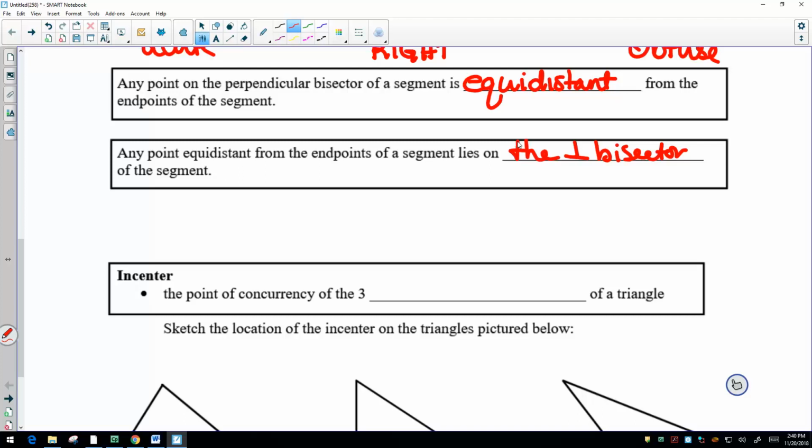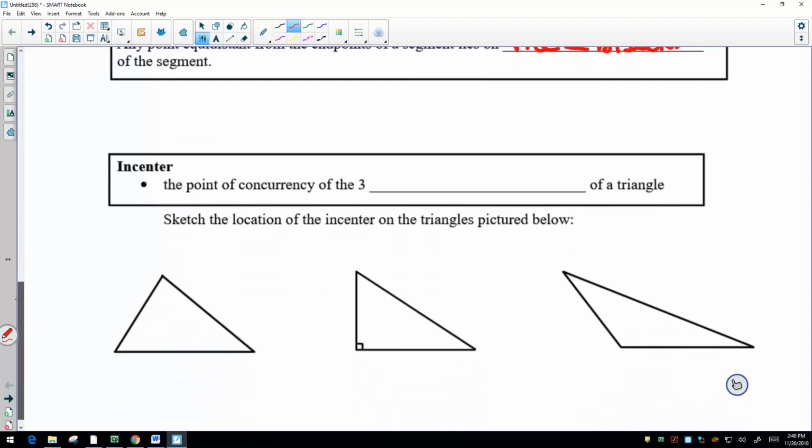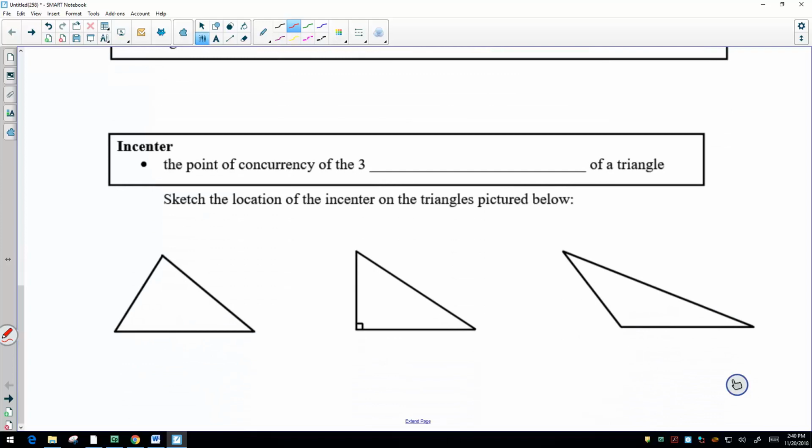Okay, so that's one point. Next point of intersection that we're going to take a look at, next point of concurrency, is called the incenter. The point of concurrency of the three angle bisectors.